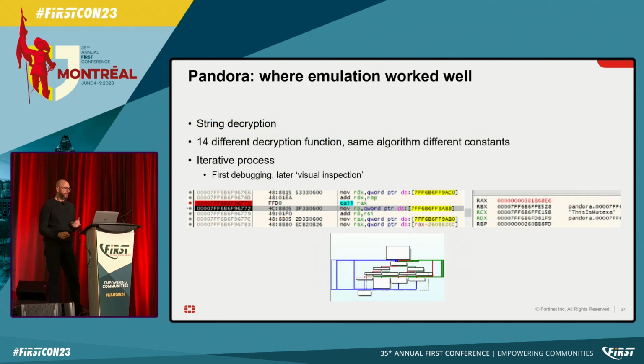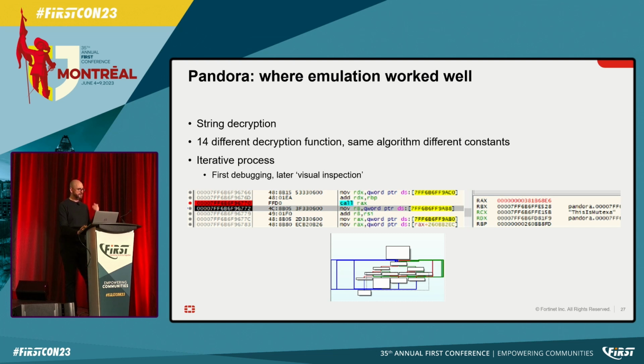Then another use case where emulation worked really well is string decryption. It was kind of an iterative process, but only because there were 14 different functions. So whenever I found a new decryption function, I just named it as that, and I reran the emulation on the function that called the string decryption. By the way, you see here the control flow graph of the decryption function. So whenever I saw this same control flow graph, I knew that it was a decryption function.